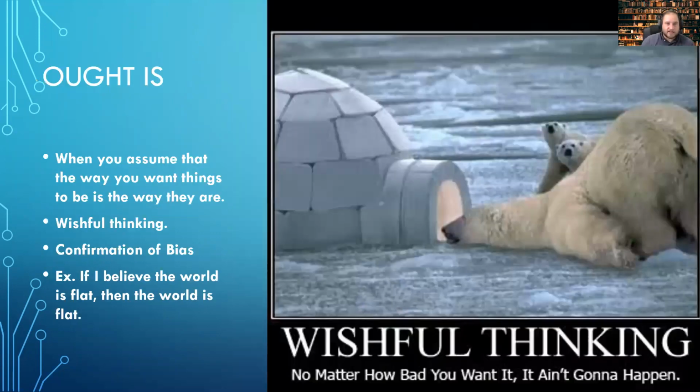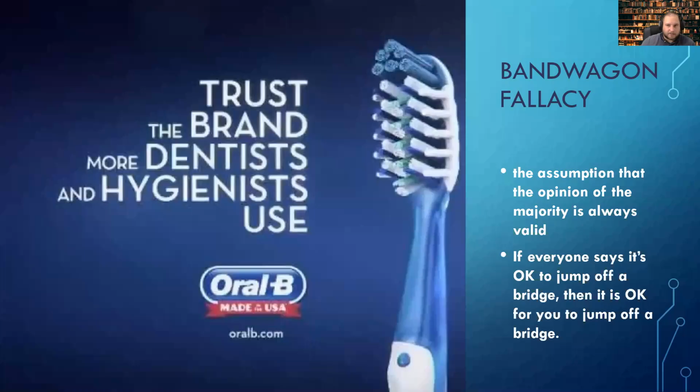And the reverse of that is the ought-is. This is the way things are, or this is the way I want them to be, and that must be the way that they should be, right? This is just confirmation bias, right? Wishful thinking. If I believe the world is flat, then the world is flat. Just because you think something without facts or information doesn't necessarily mean that it's true, right? So we need to make sure that we're looking at the actual evidence and logic behind an argument.